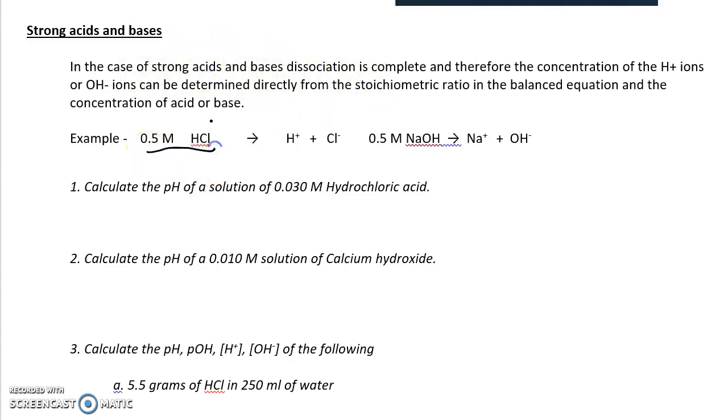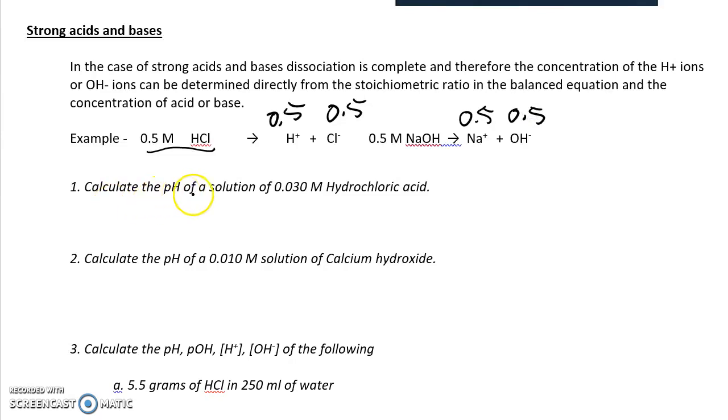If we start out with 0.5 molar of HCl, we know we end up with 0.5 molar of the H, okay, and 0.5 molar of the Cl, because it all breaks apart. If we start out with 0.5 molar of NaOH, we know we end up with 0.5 molar of Na and 0.5 molar of OH, because they all completely break apart.